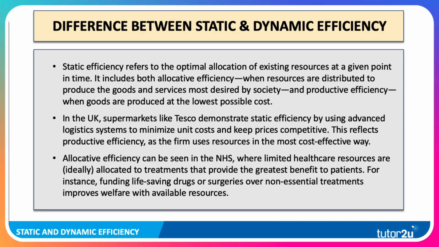Now, static efficiency refers to the optimal allocation of resources at a given point in time, and it's made up of two types of efficiency, allocative and productive. So allocative is where resources are allocated to produce the goods and the services most desired, most valued by society. Productive efficiency is where goods and services are supplied at the lowest possible cost.